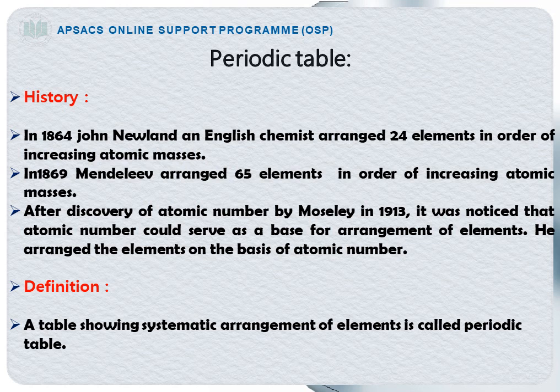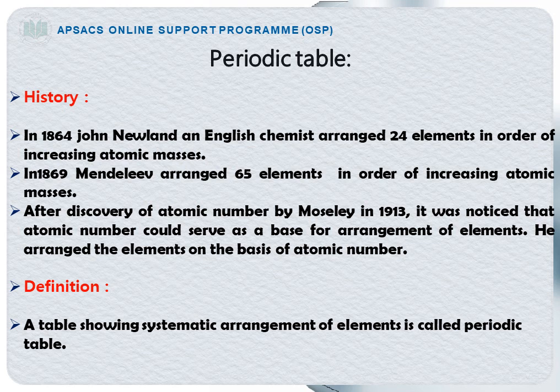The modern periodic table contains 118 elements, and it was actually the scientist Moseley who arranged these 118 elements on the basis of increasing atomic number. Atomic number is actually a property of an atom or element, and atomic number is the number of electrons in an atom, or you can say the number of protons in the nucleus of an atom.